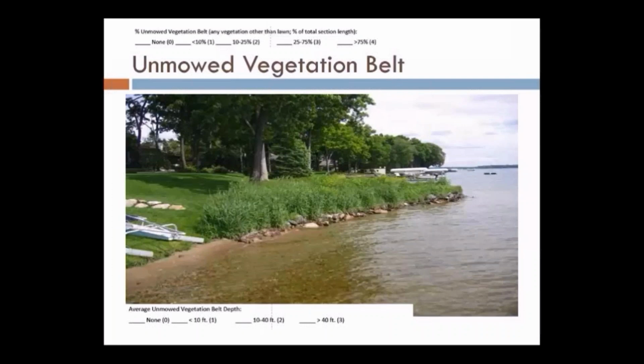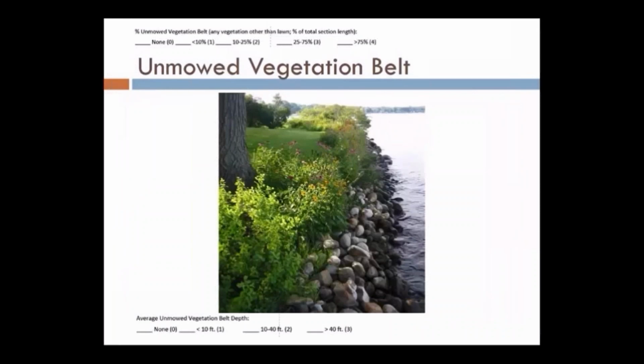This one appears to stretch back less than 10 feet. There appears to be some rock that has been placed at the base of this unmowed vegetation belt. That's okay. We can comment on that under the shoreline erosion control practices section. This vegetation should still be counted under unmowed vegetation. Here's another unmowed vegetation belt. It's not very deep, but it's there.